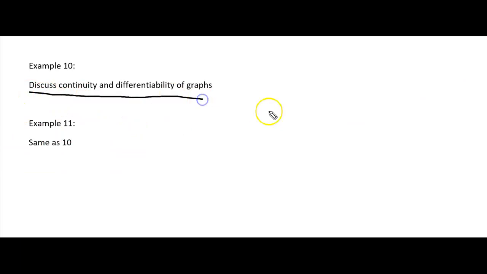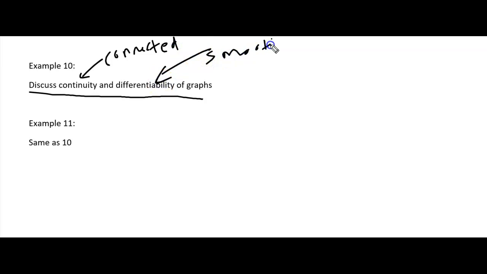For numbers 10 and 11, I'm not going to do any examples for you necessarily, but I just want to talk about what continuity and differentiability looks like on a graph. So continuity just basically means connected, no holes, gaps, or jumps, and differentiable just means smooth. So for instance, this graph is continuous everywhere, but it's not differentiable here because that corner is not smooth.